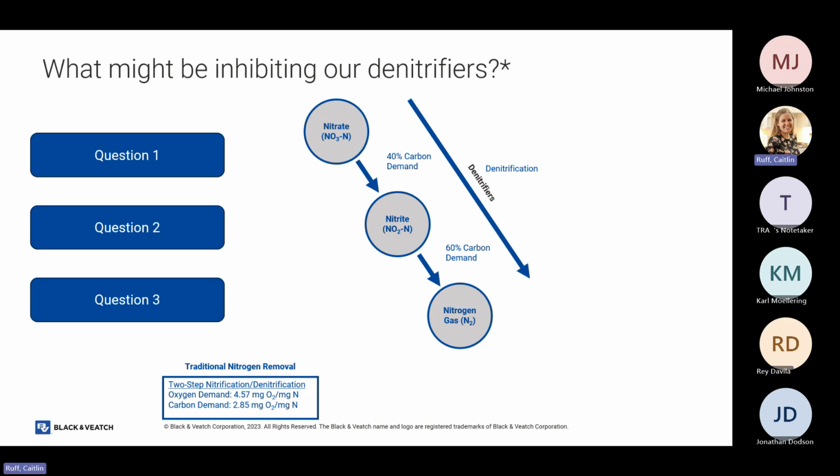So looking into some questions we might be asking. What should we be asking ourselves? If we're having issues with denitrification, what are some things we want to look into? I think one thing should be the anoxic zone. You've got to make sure that we don't have a lot of oxygen.